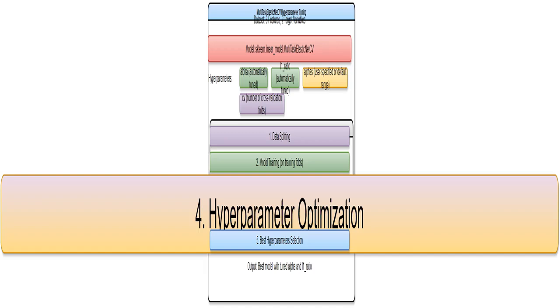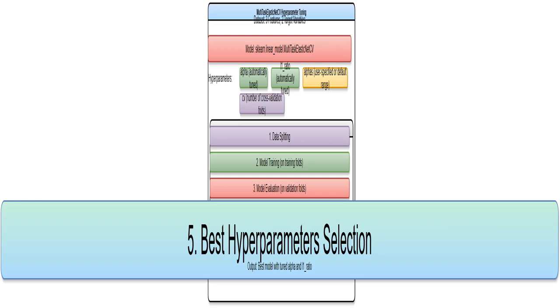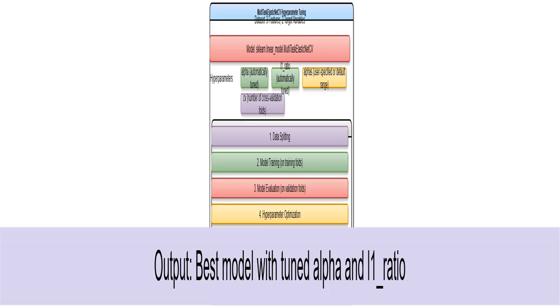I find the best combination of settings, hyperparameters, that minimize error. I pick the best set of settings that provide best model accuracy on unseen data. Ultimately, I get a model with the best settings, ready to predict new data.